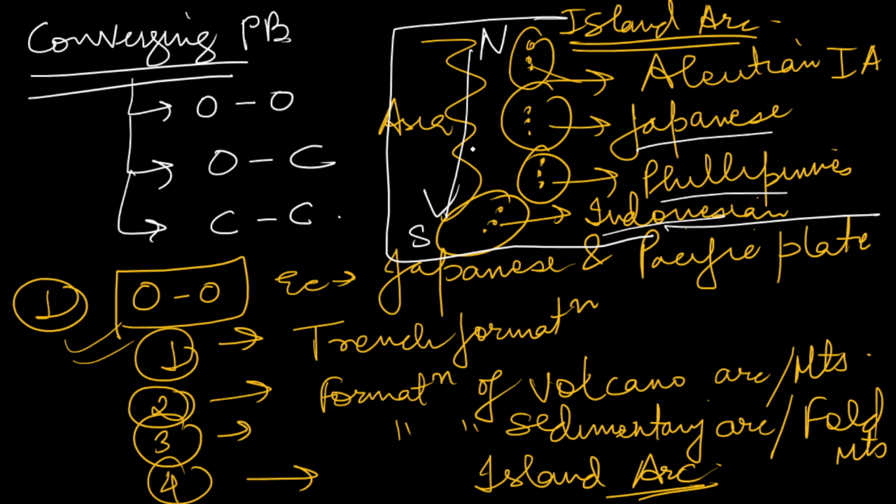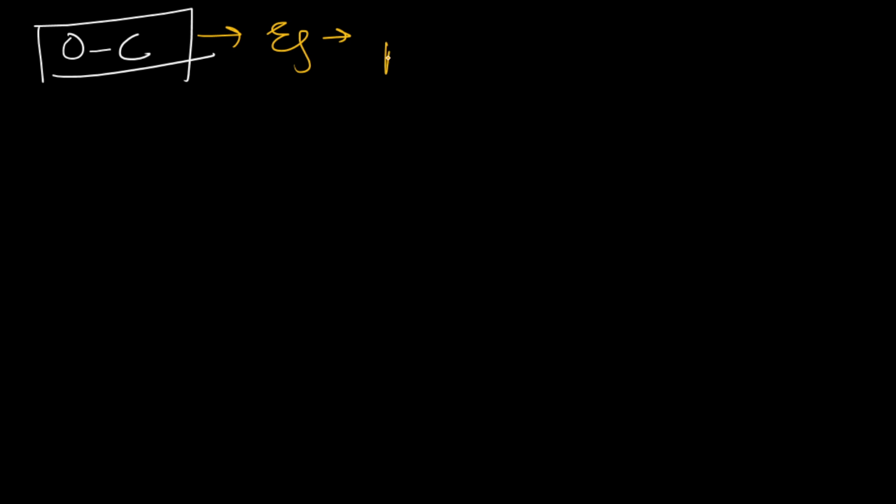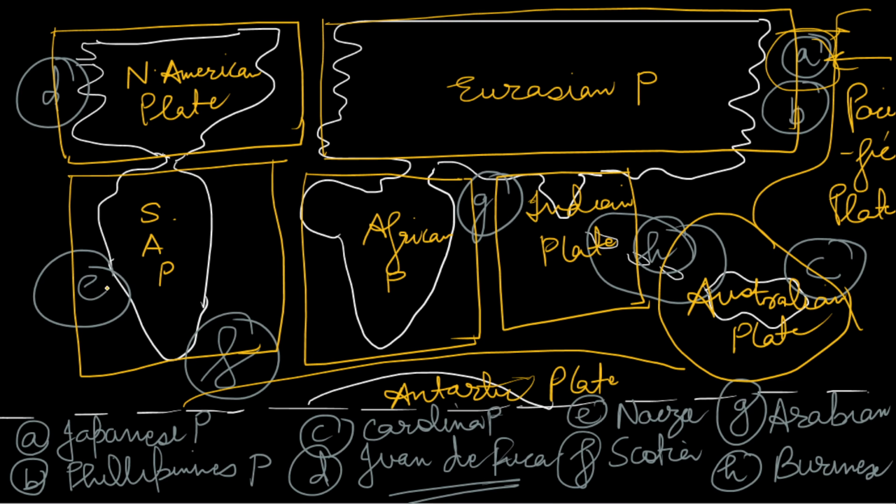Now let's see ocean-continent convergence. The best example you can observe here in ocean-continent convergence is Nazca Plate and South America Plate. Let me show you the diagram. So this is here Nazca Plate, and this is the South American plate. South American plate is a continental plate, whereas the Nazca plate is an oceanic plate. So here these two converge.